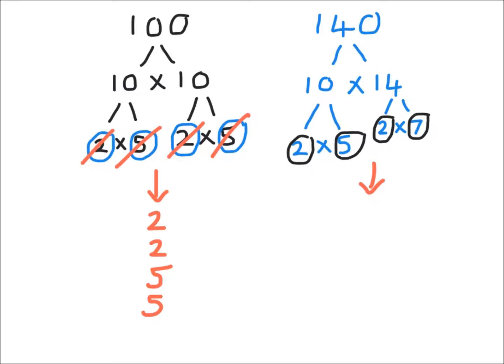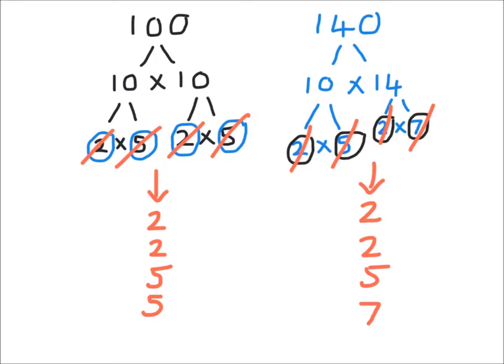Let's do the same for 140 in ascending order. We've got 2, we've got another 2. We've got a 5. And we've got a 7. And we've now listed the prime factors of each number. Now, to find the highest common factor, we're now going to compare the prime factors of each number.